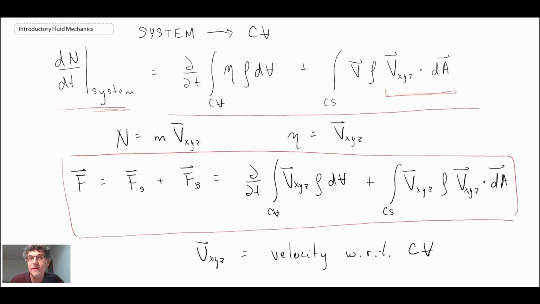And so what we'll do in the next segment is we're going to apply this to a problem, and then we'll see how to work through control volume analysis when the control volume is moving at a constant velocity.